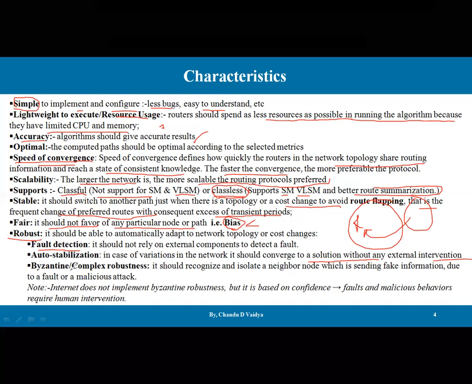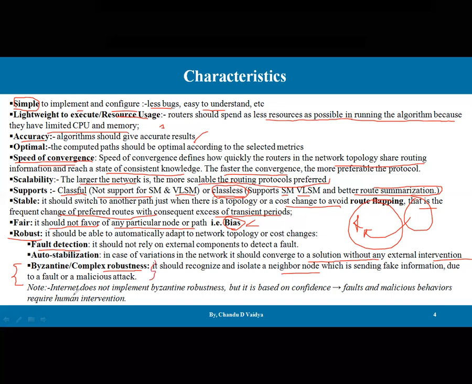And Byzantine or complex robustness is available. It should recognize and isolate the neighbor's node which is sending fake information due to fault or malicious attack. So it is going to be very important, guys, for security purposes. Many routers and networks send malicious information, or maybe they generally do attacks on other networks. So at that time also it's supposed to be very robust.